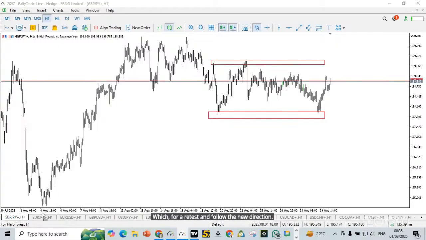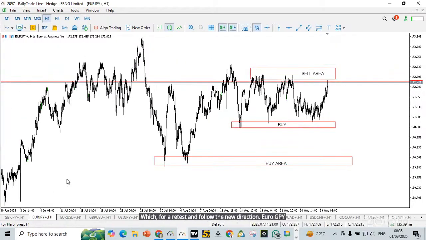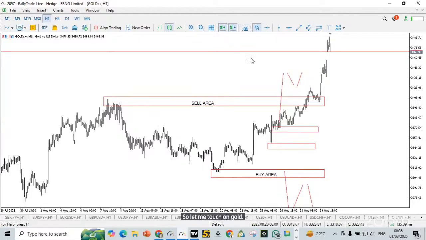The Euro JPY, GBP JPY, same market structure. If price is at resistance and you're not comfortable with the selling, you still want to buy, simply wait for the break and retest of that resistance, and you're good to go. So Euro JPY, GBP JPY, same thing. So let me touch on gold.